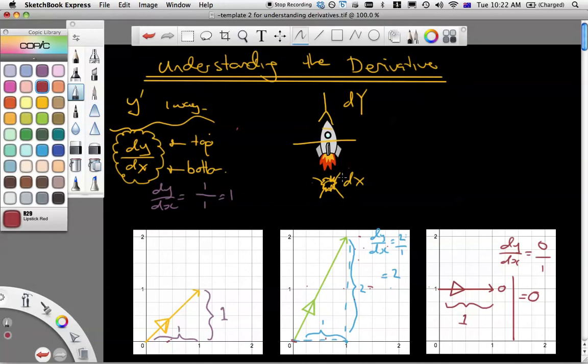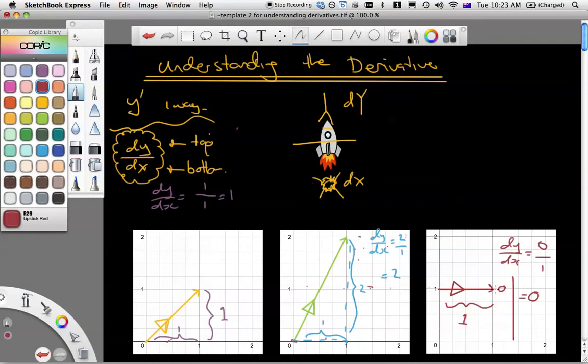Okay, so last video we talked about relating the derivative to a spaceship, where the front of the spaceship was dy and the back of the spaceship was dx. And in each case, we're always just talking about how high the top of the spaceship is, and how far back the back of the spaceship is.